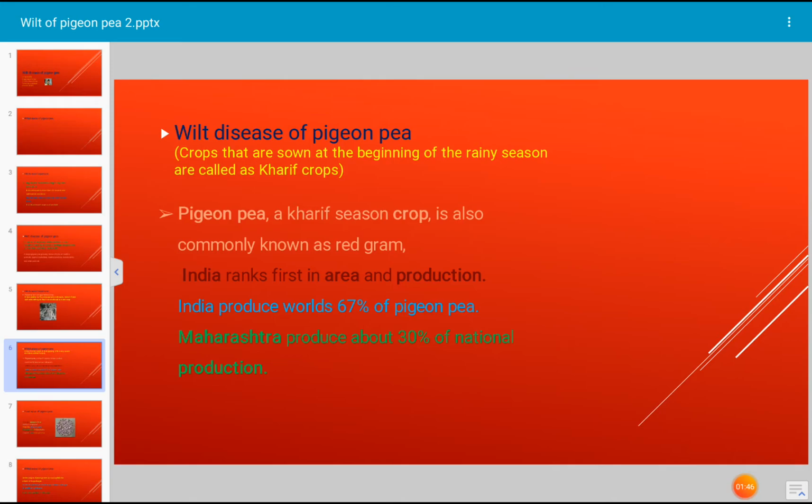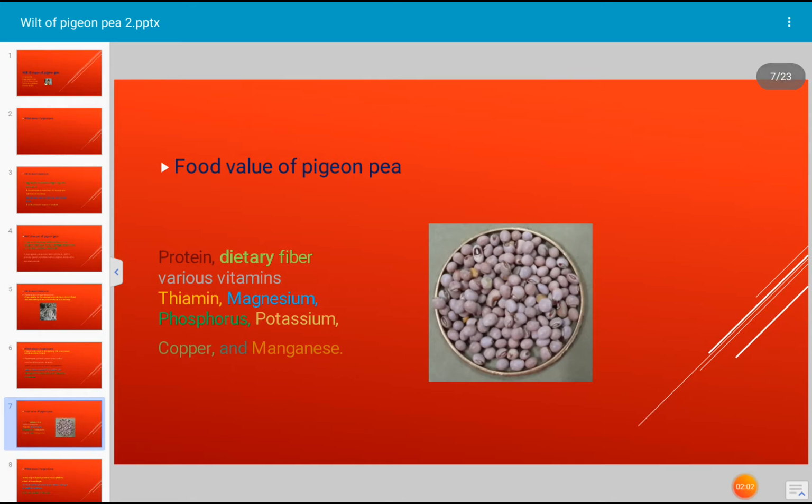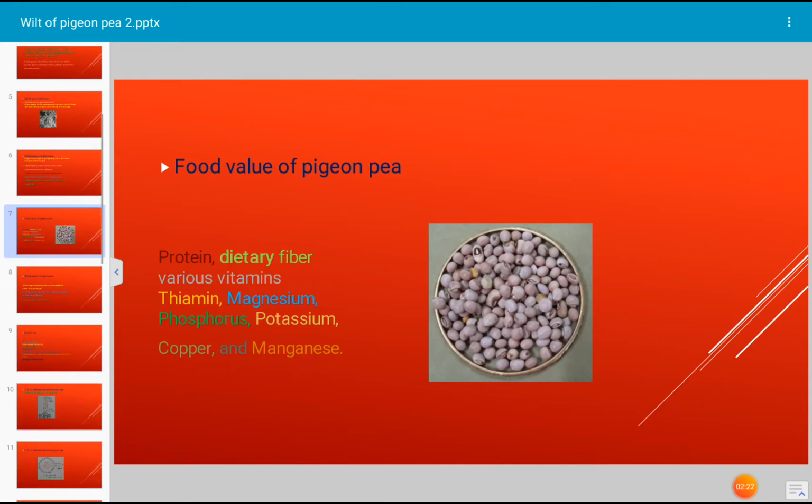India ranks first in area and production of pigeon pea. India produces 67% of the world's pigeon pea, and Maharashtra produces about 30% of national production. Next, a photograph of pigeon pea is shown, and its food value: it is a source of protein, dietary fibers, various vitamins, thiamine, magnesium, phosphorus, potassium, copper, and manganese. All these are present in pigeon pea.